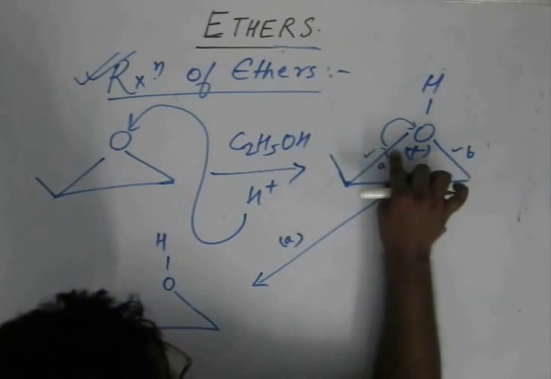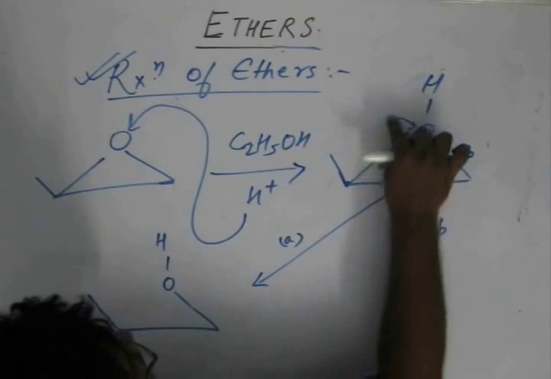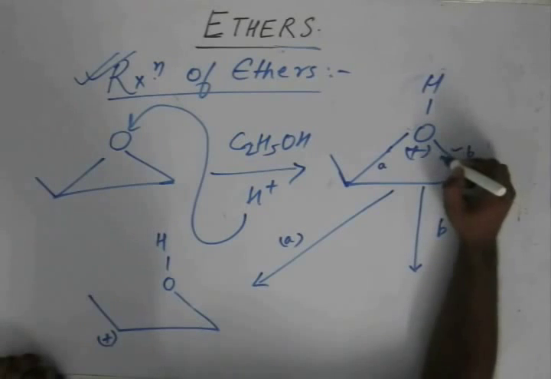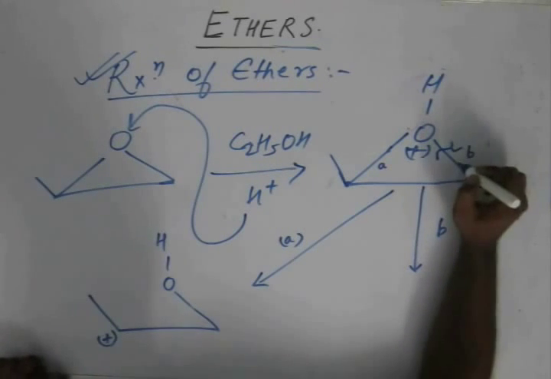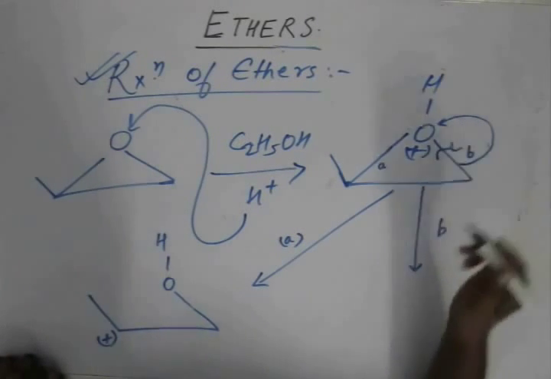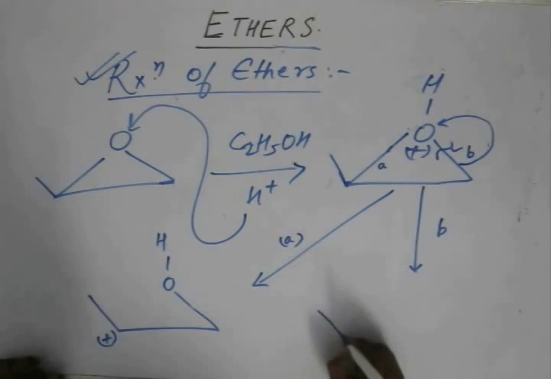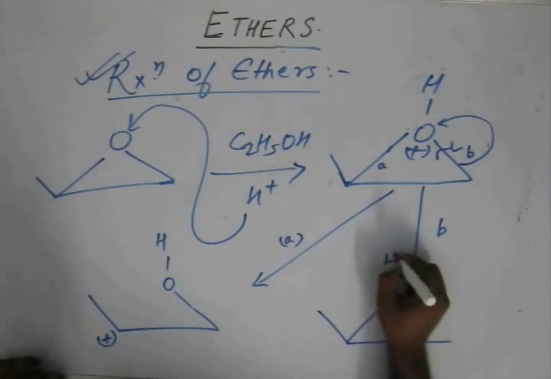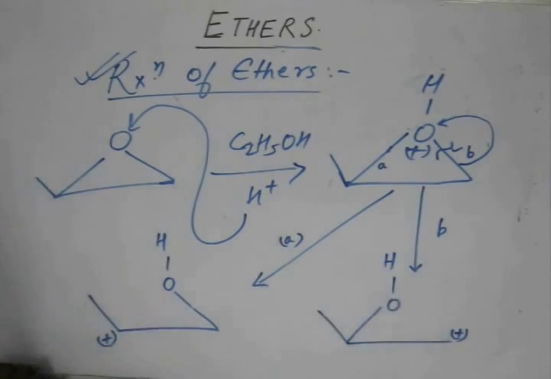Now what if the B bond is cleaved? I'm rubbing out the part of A so that this is clear to you. What if this B bond cleaves? I cleave this B bond heterolytically. These electrons go to oxygen. Now we are left with a plus charge on this carbon. Now please look into the question, look into these two products and decide which one is more stable.